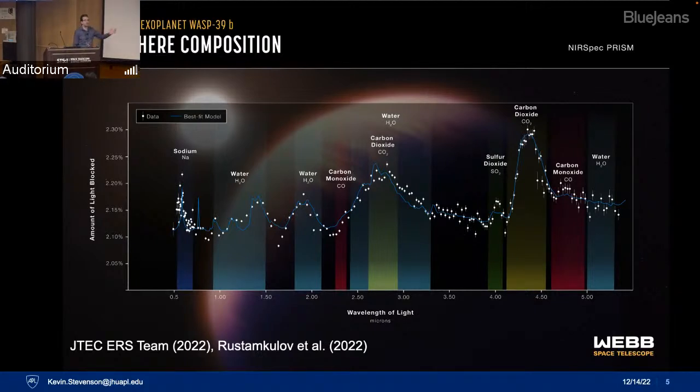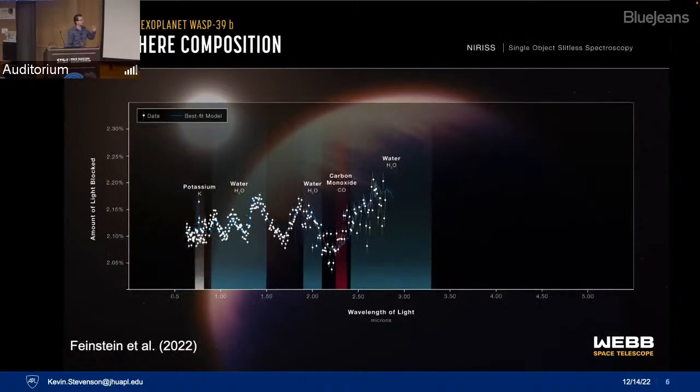We have a large number of spectroscopic features. Before, we could only detect water with Hubble and a few other species. Here we have sodium, water, carbon monoxide, carbon dioxide, and sulfur dioxide, which I'll get to shortly. Now you can see this is fairly low resolution, and it was a good test because it provided full wavelength coverage from about 0.5 to 5 microns that we could then compare to our other instruments.